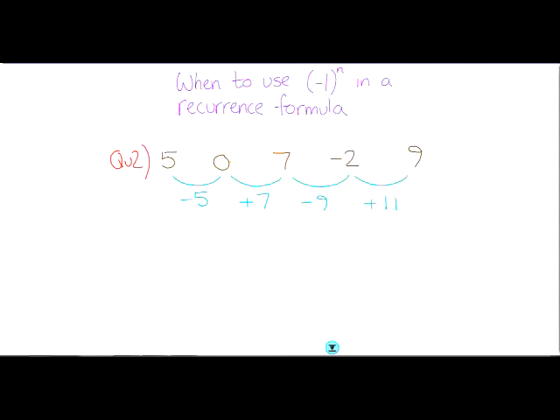Okay, so here you should have had -5 plus 7 minus 9 plus 11. So let's go ahead and start writing this. So u(n+1) is going to be my previous term. So I'm just going to get rid of that. So my previous term, so u(n). Again, I'm not doing anything to it like doubling or tripling, so I'm just going to leave it like that.